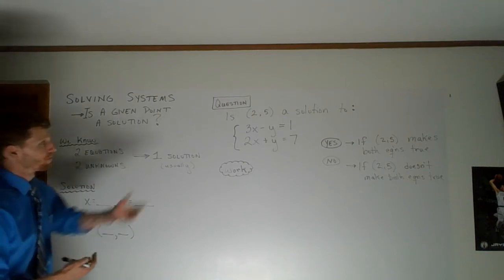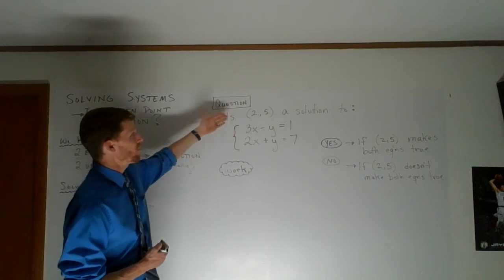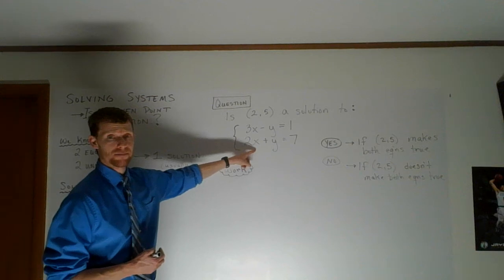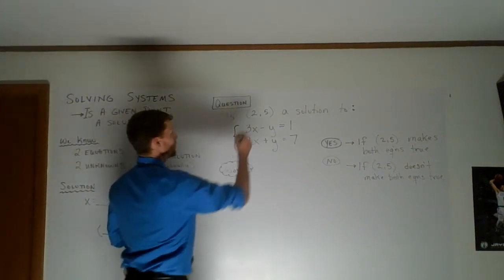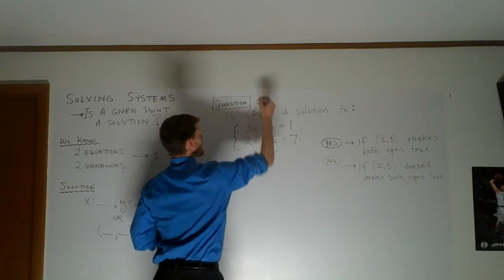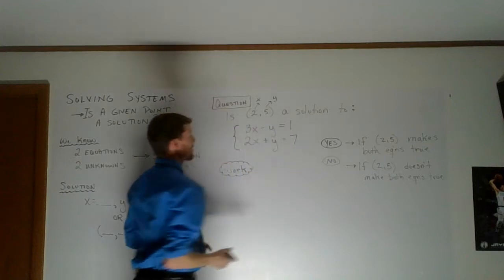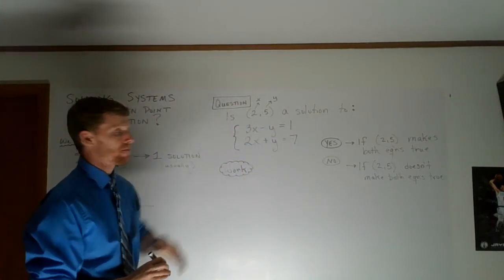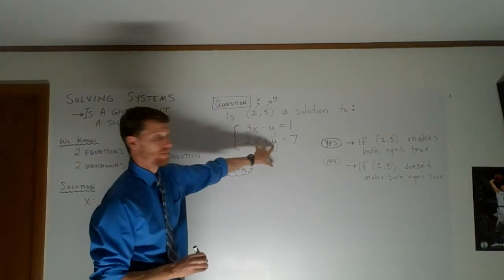So let's do an example. Here's a question. Classic algebra question. Is the point (2, 5) a solution to this system? What we're going to do, the 2 is an x value. The 5 is the y value. That will always be the case. An ordered pair will always go x, then y. We're going to take these numbers and plug them in for x and y.